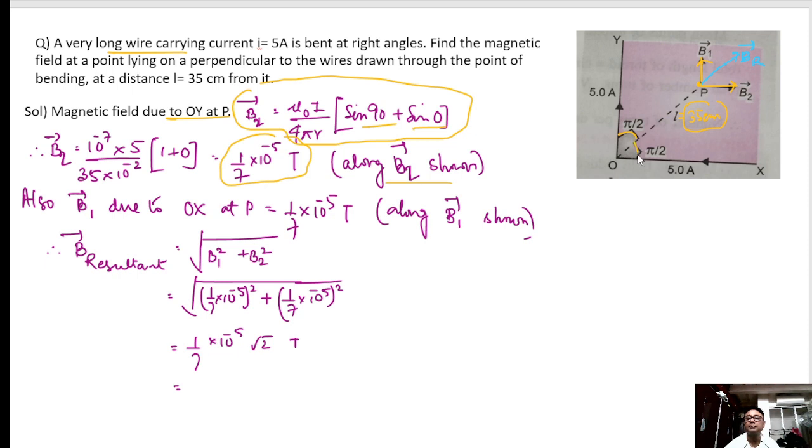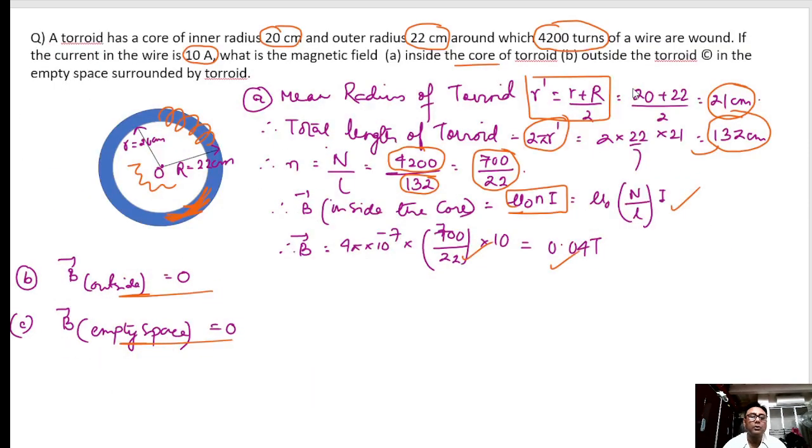Again it will be sine pi by 2 plus sine 0. Current is given, and the direction will be in this direction. So the resultant will be this. And this is the resultant magnetic field due to the infinite wires at a distance of 35 centimeters from the point O. Clear? This is how we calculate the magnetic field due to the different type of combinations.